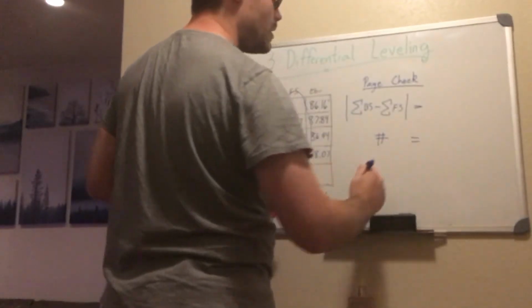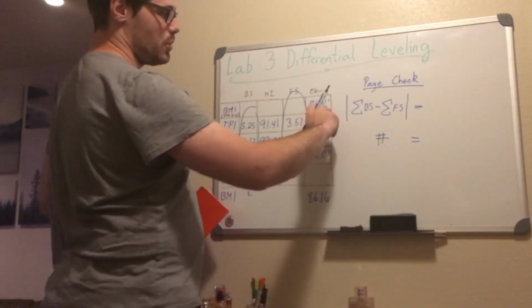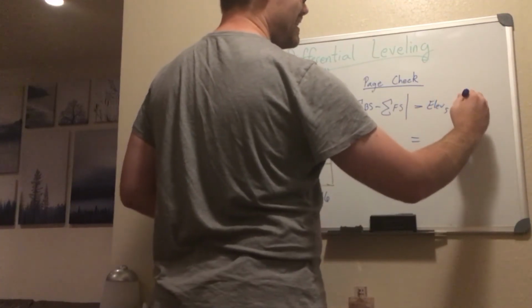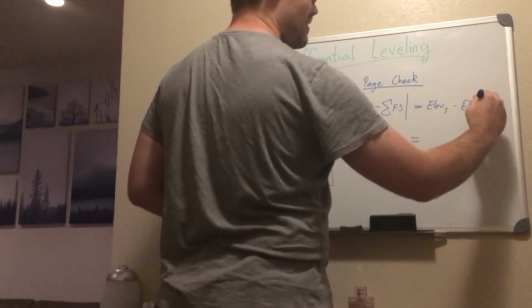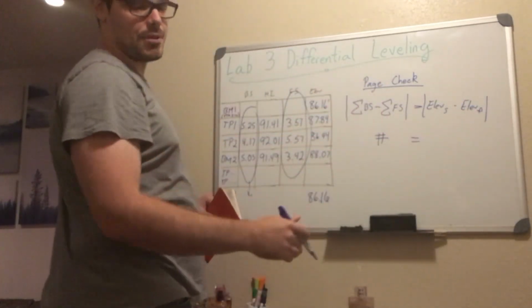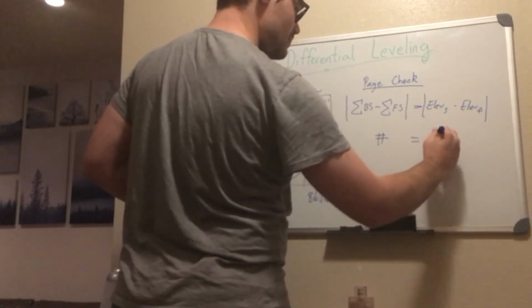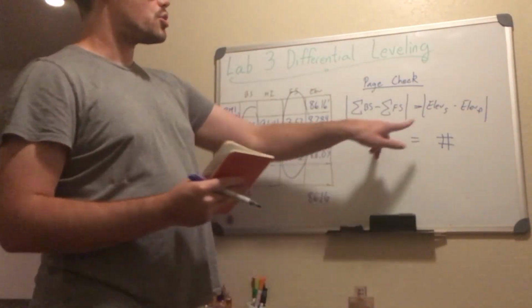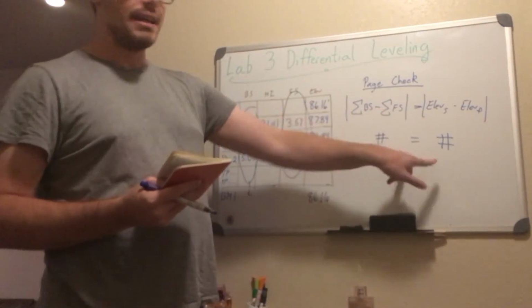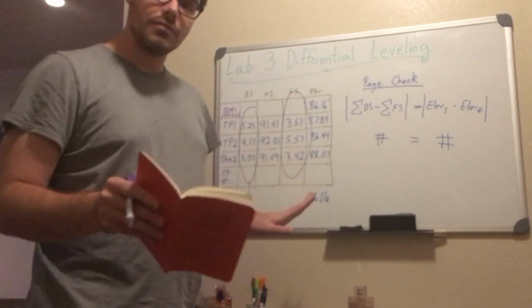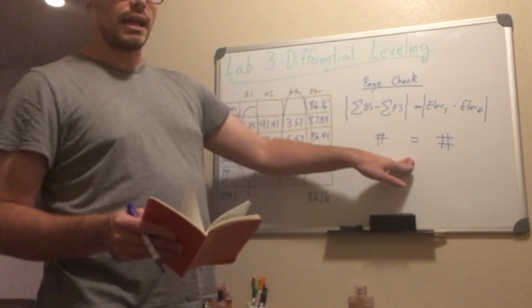That number should be equal to our starting elevation minus our final elevation, take the absolute value. If you've done all your math right, these should add up to the same number. Even if our final and front elevations are way off, this should still work out.